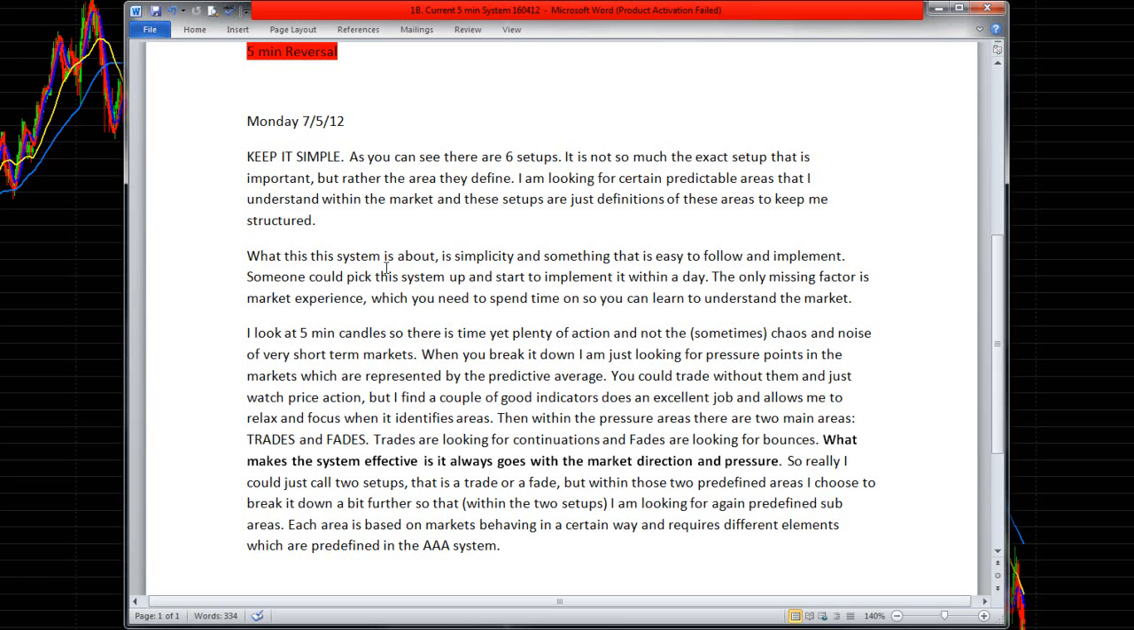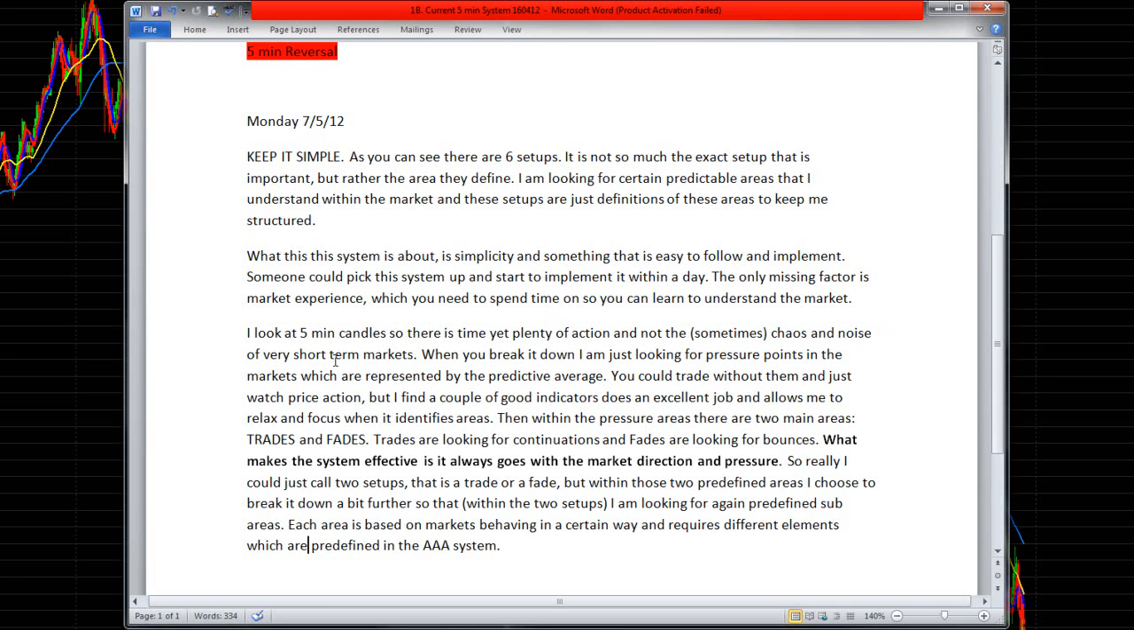Something like this 5-minute system, I think it's fairly easy to understand, and most people that have a little bit of market experience can go, yep, okay, I know how to find those trades. But the only missing factor, which everyone can gain, is market experience. That just takes time, and you need to spend time with the market so you can learn to understand the way the market works. And when you apply a good, simple, effective system with market knowledge, market experience, that's where you can really gain confidence and really start to make momentum as a trader.